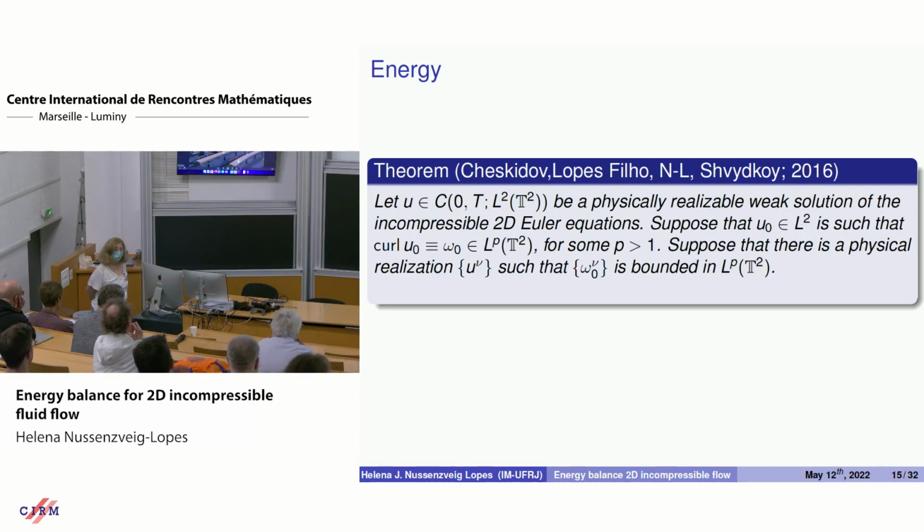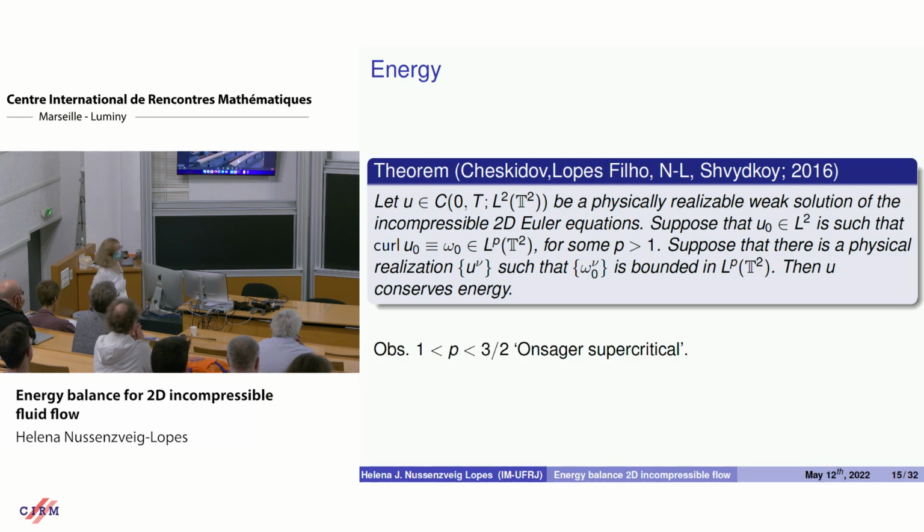If you have a physically realizable weak solution for which the vorticity is in L^p for any p greater than 1, then if you have a physical realization for which the vorticities are bounded in L^p, this is something that you can choose, then the Euler solution will conserve kinetic energy. And I want to note that p less than 3/2 by the previous argument is ensemble supercritical.